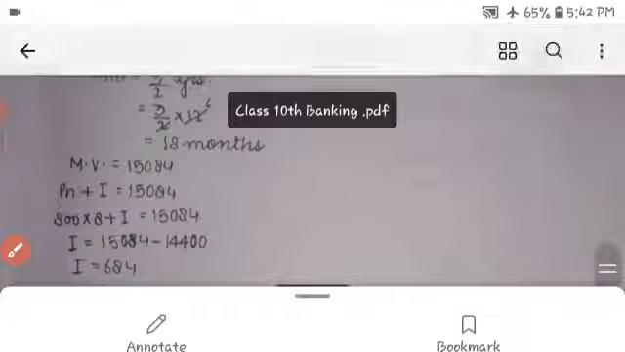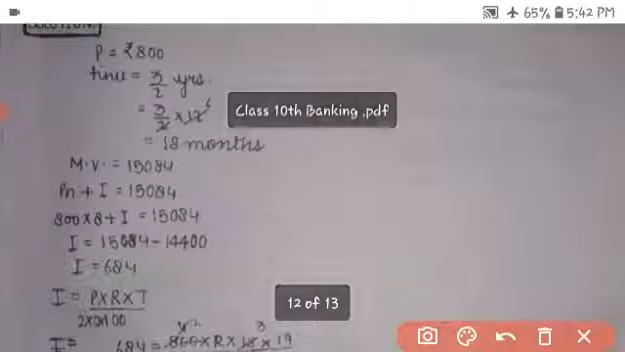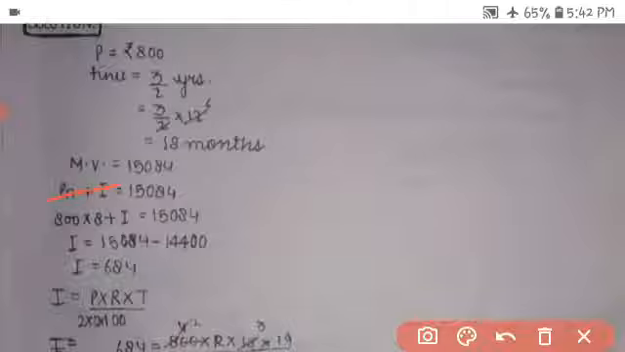Now write here, using the formula MV equals P n plus I, putting the value of P, 800 into 18, 800 into 18 plus I. Now interest is equal to 684.